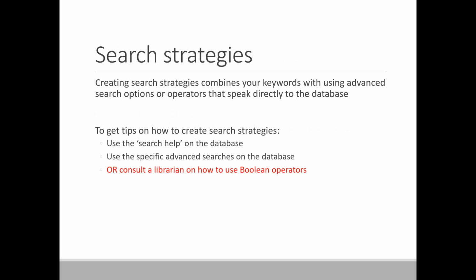When you start looking for literature, it's not as easy as randomly typing a topic into Google. You need to think a bit more before. Using a search strategy is what happens when you take your keywords out of your topic and combine them with advanced search options in order to do the most effective searching possible. If you've never created a search strategy, you can use Search Help or Advanced Search, but the best is to consult a librarian. Take note of other videos we have that cover this topic.